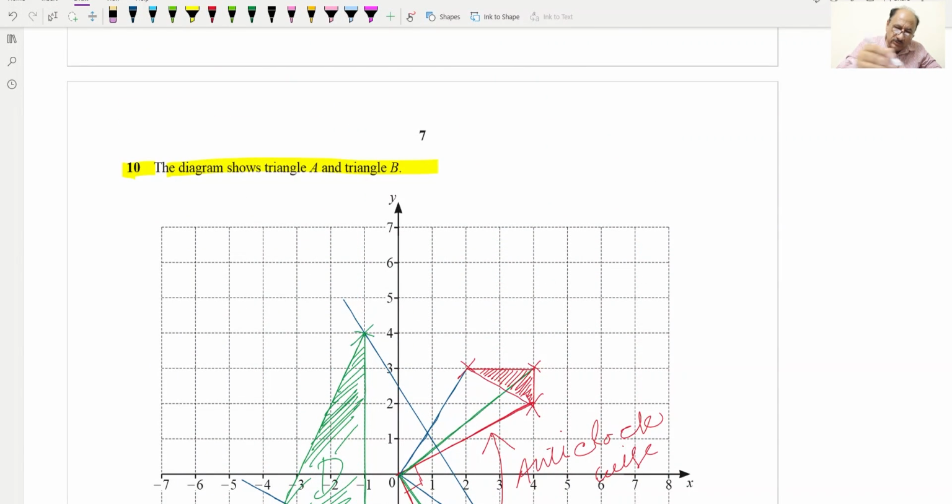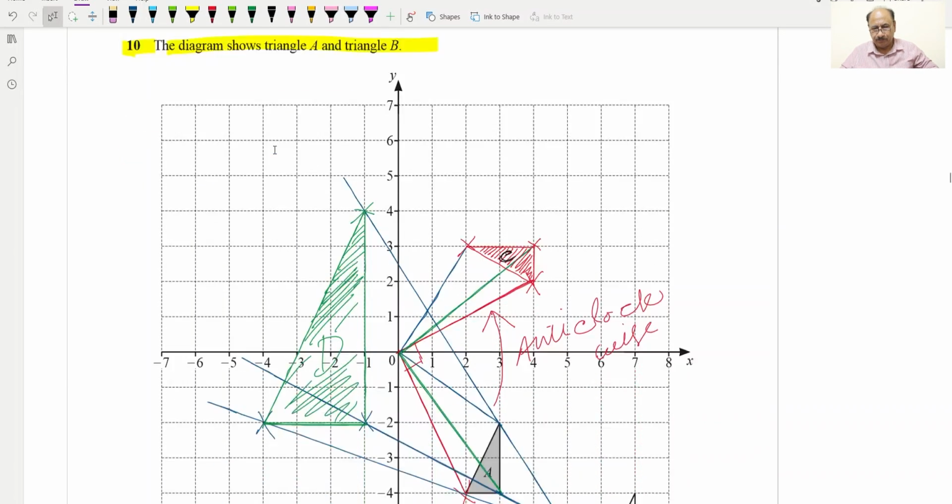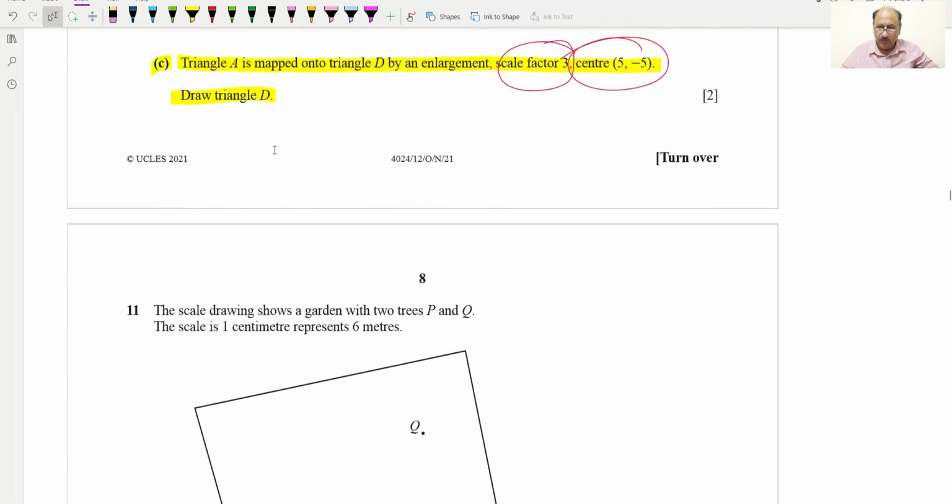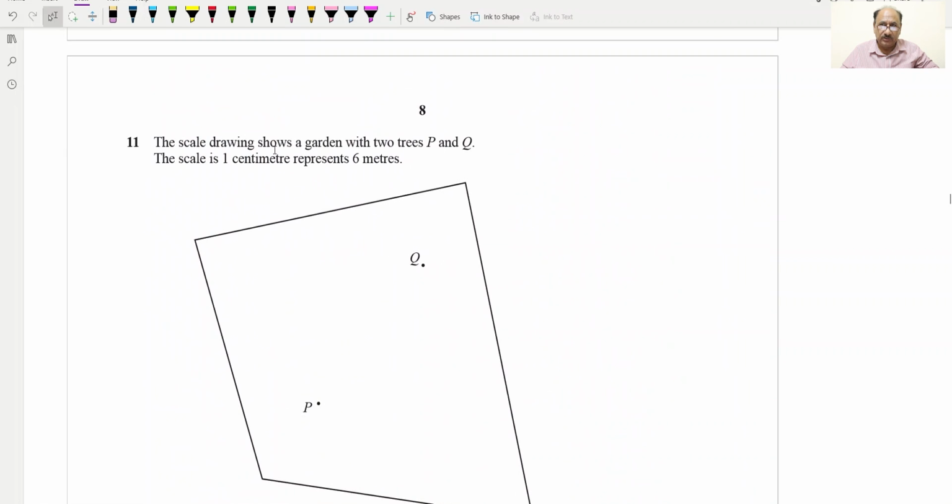This is C, so we can write this as C. I will write here C. So this one is C. Now this is done. Basically this whole question number 10 is done.